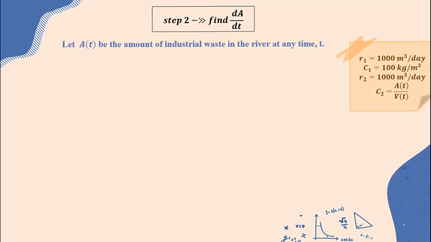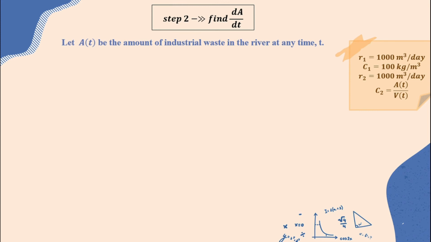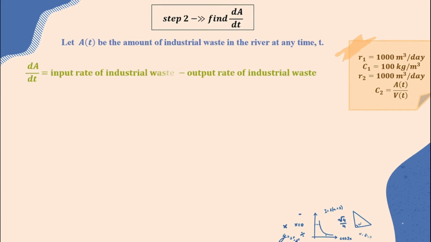The second step that you need to do is to find dA over dt. So first, let A(t) be the amount of industrial waste in the river at any time t. How to find dA over dt? The dA over dt can be found by subtracting the output rate of industrial waste from the input rate of industrial waste.